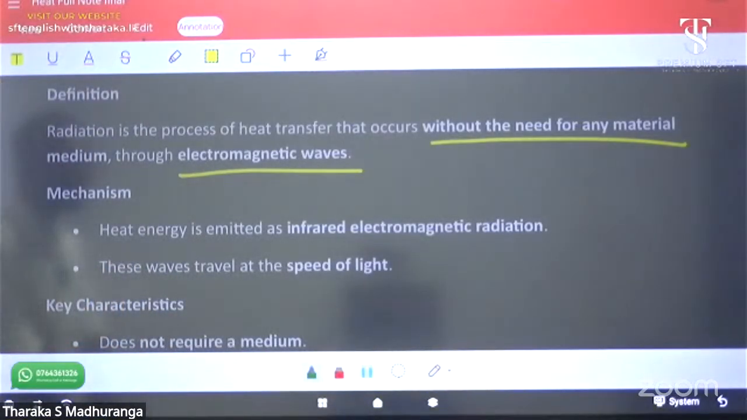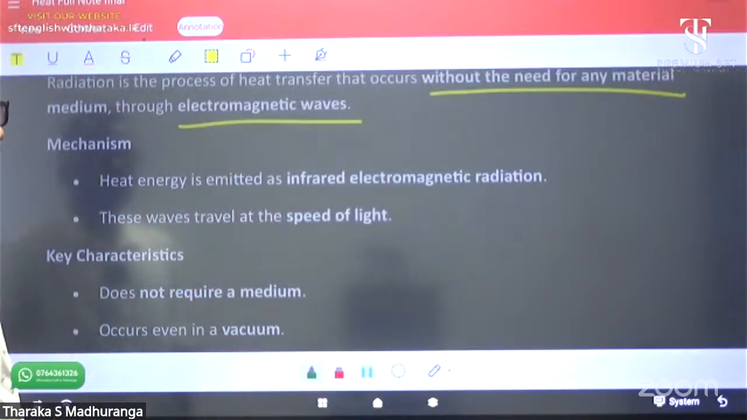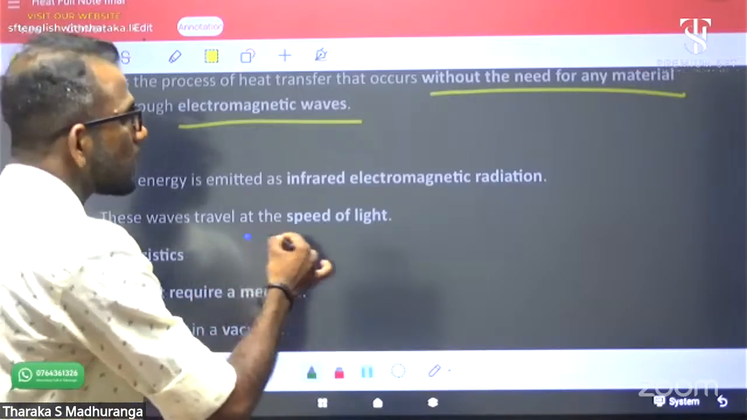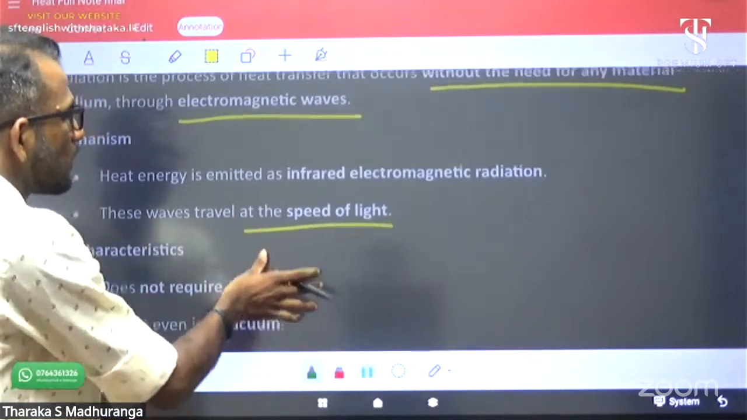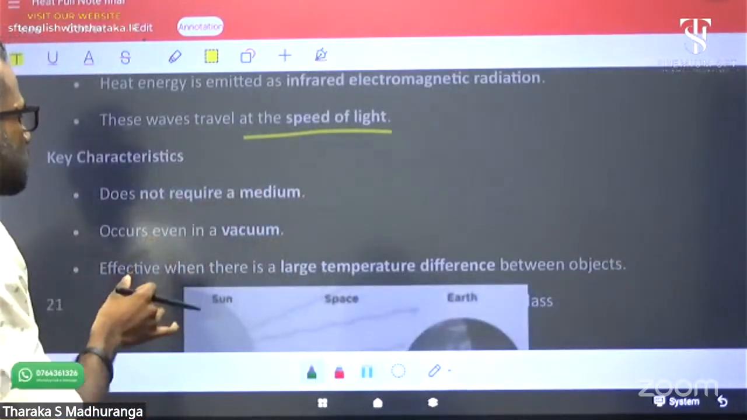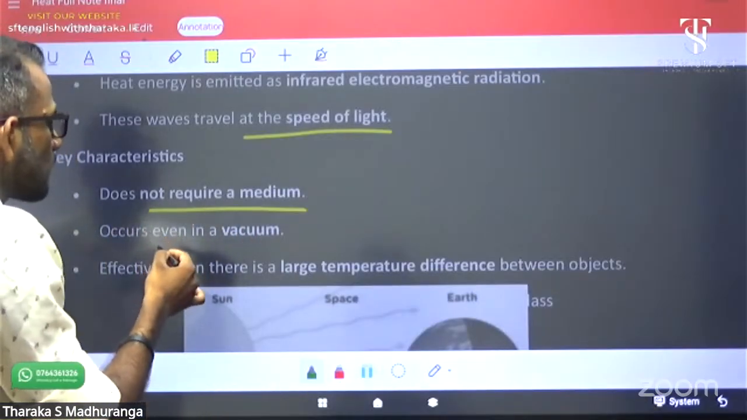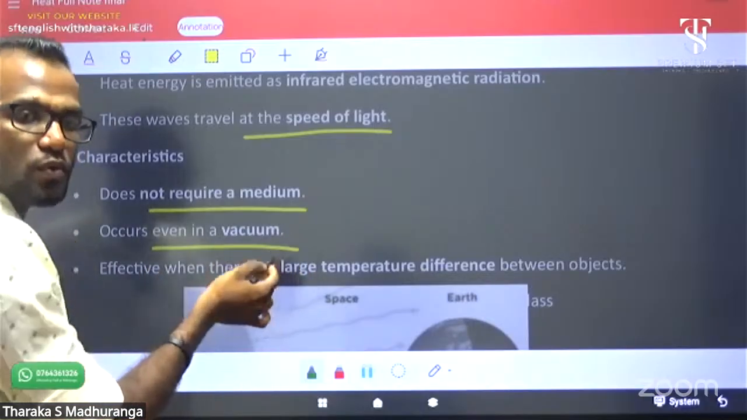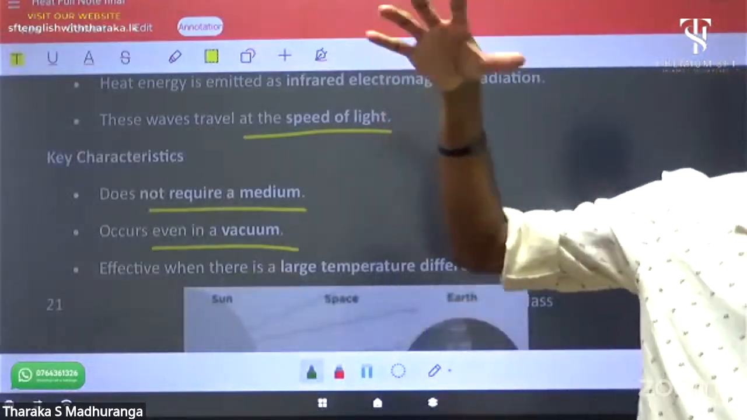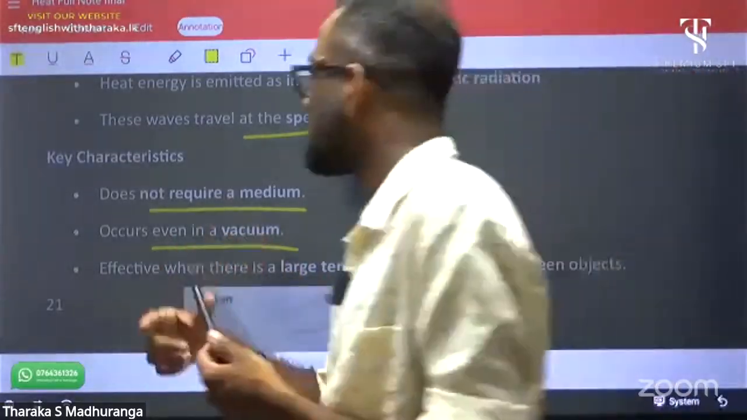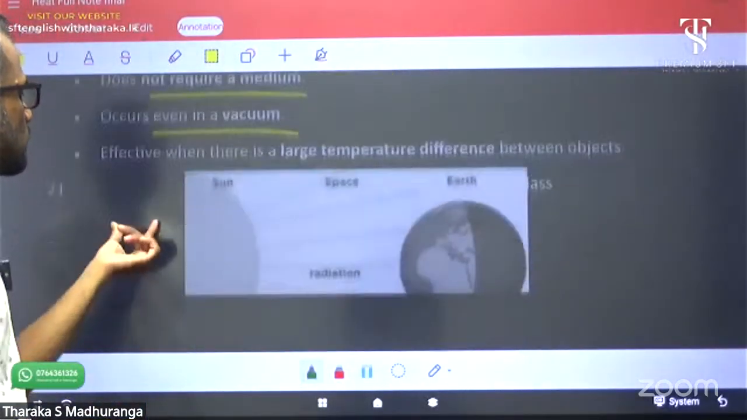Heat energy is emitted as infrared radiation. These EM waves travel at light speed, and do not require a medium, and occur in a vacuum. Not only in a vacuum, in the normal atmosphere also heat transfers by radiation. Normally sunlight transfers to earth by the radiation process. No molecules used.